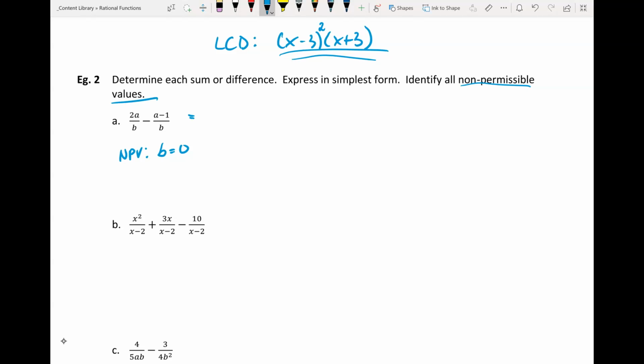Now from here, all I have to do is subtract our numerators and leave the denominator alone. Remember to keep the a minus 1 in brackets because the negative affects all the terms in the numerator. Now I'm going to distribute that negative to each term in the bracket and then combine like terms. So 2a minus a is just a, leaving the plus 1 over b.